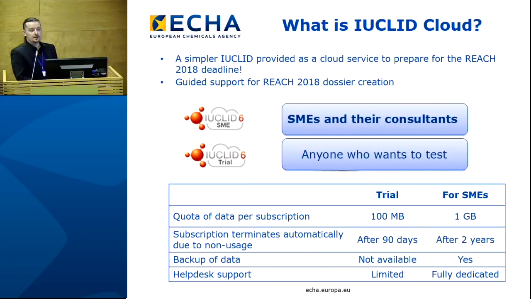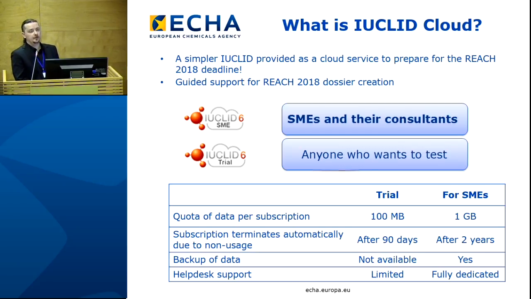So what is the Euclid Cloud? Well, as Francois already mentioned, it's a simplified Euclid provided as a cloud service with the aim to provide a service to prepare for the Reach 2018 deadline, and specifically for the SMEs. So in that sense, it has less functionalities than Euclid. You can access the full Euclid, but it's a little bit cut down to make it easier to comprehend. And we also implemented something that we call the guided support for Reach 2018 dossier creation, and that's what we're going to be using today on the right side of the room.